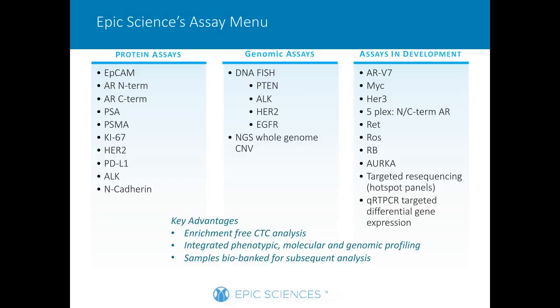And so this allows us to identify subclonal populations by genotype, and then we can integrate that information with our protein analysis and phenotypic analysis. We're working on launching some assays that target the ARV7, so this is a transcript, and I'll show you some data on this later in the talk. We also have new FISH assays that can target Aurora K, RB.